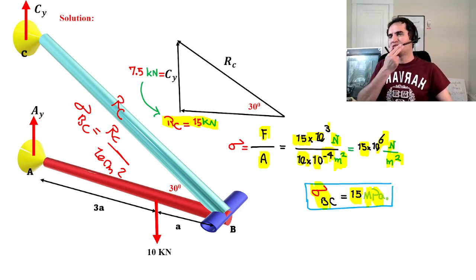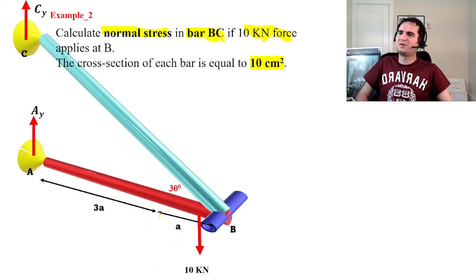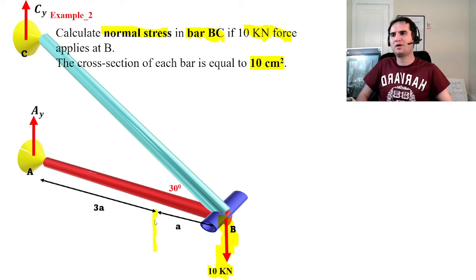That's an interesting problem, and then let's go a step farther and calculate the normal stress in bar BC for the case where the 10 kilonewton force simply moves from its location to pin B. So if we replace our force, instead of being exerted at a distance of A, it comes all the way to the right and applies at pin B. Let's see how we can solve the problem.